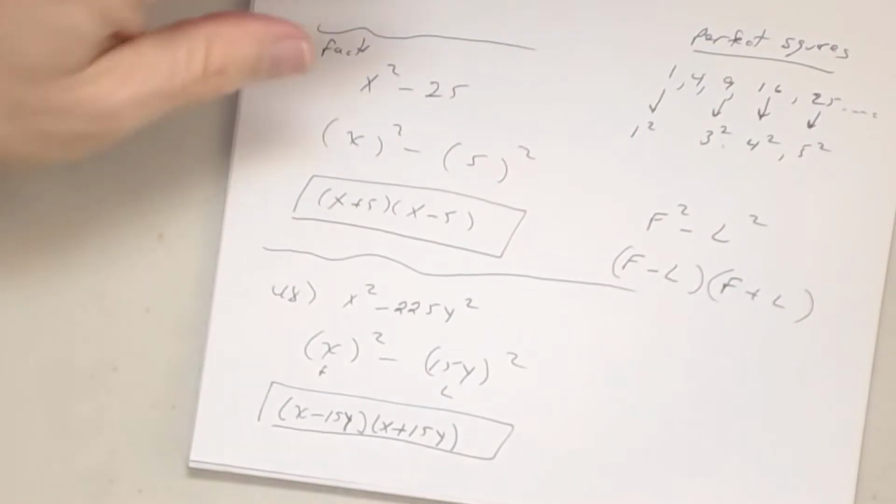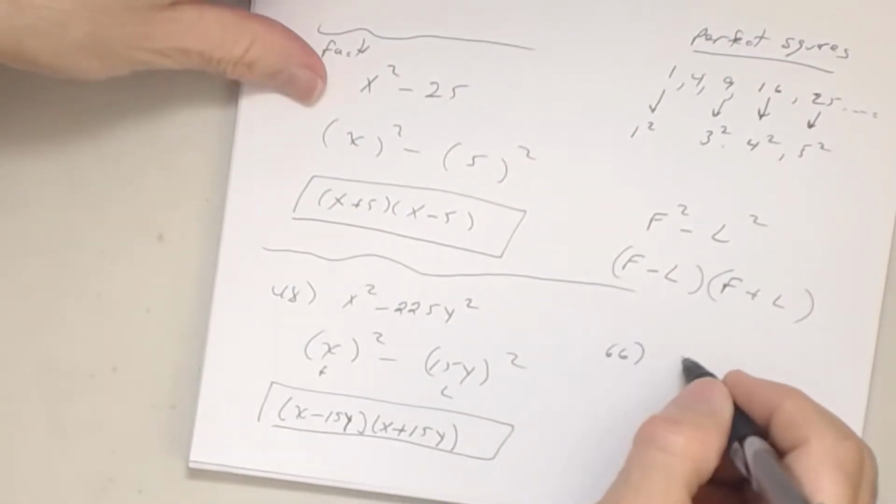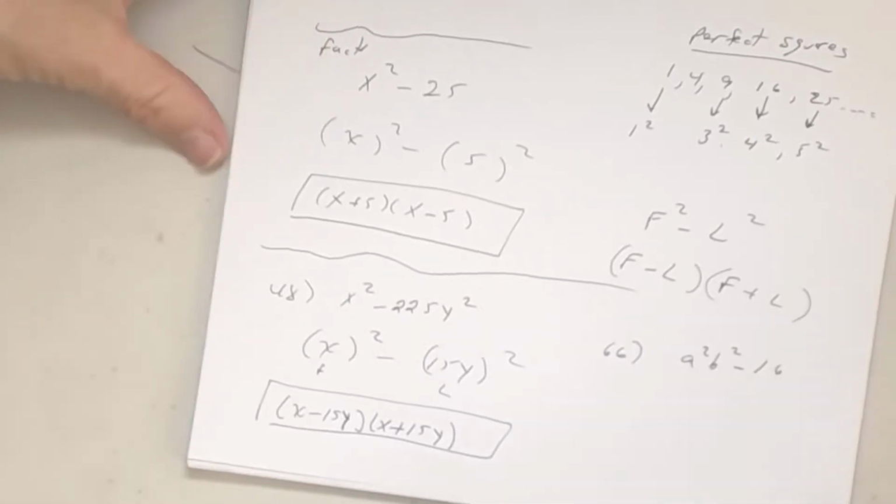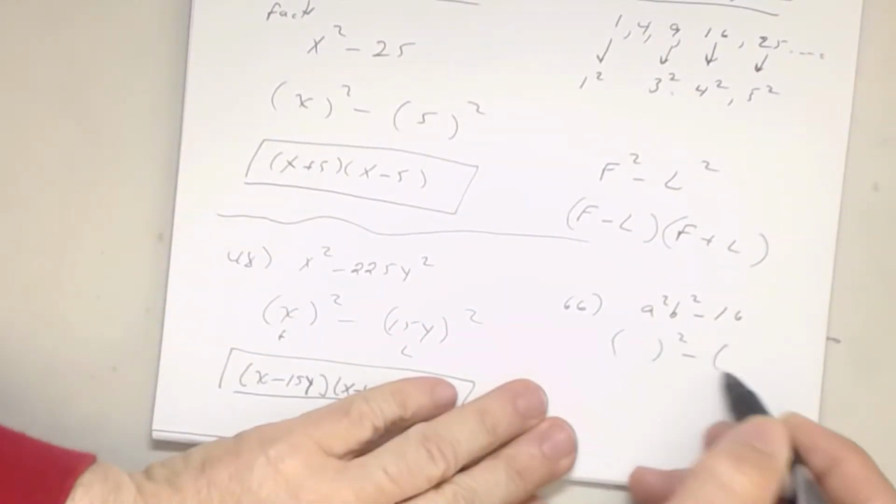What about 66? Can you do 66? Look at 66. A squared, B squared, minus 16. What's your GCF? 1. How many terms? 2. What sign's in the middle? Subtraction, difference. So what do you want to check for? Difference of two squares. So if it is the difference of two squares, it's always a good idea to rewrite this part. You don't have to, but it does help.